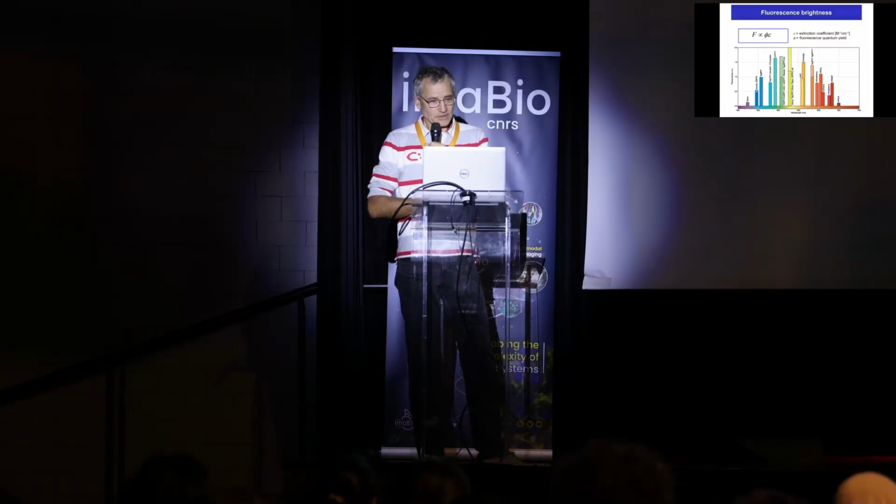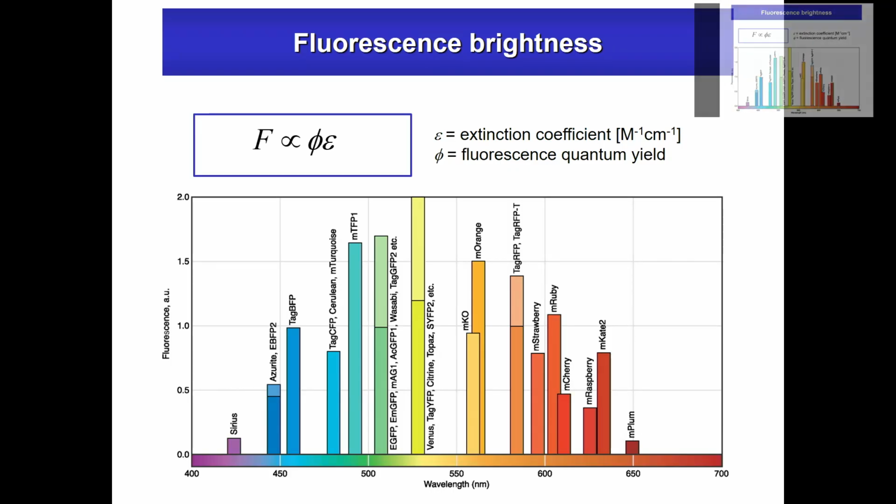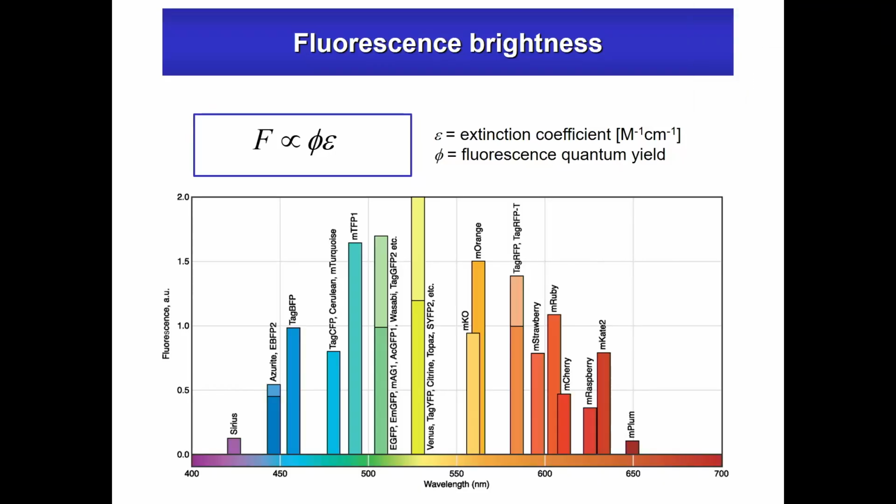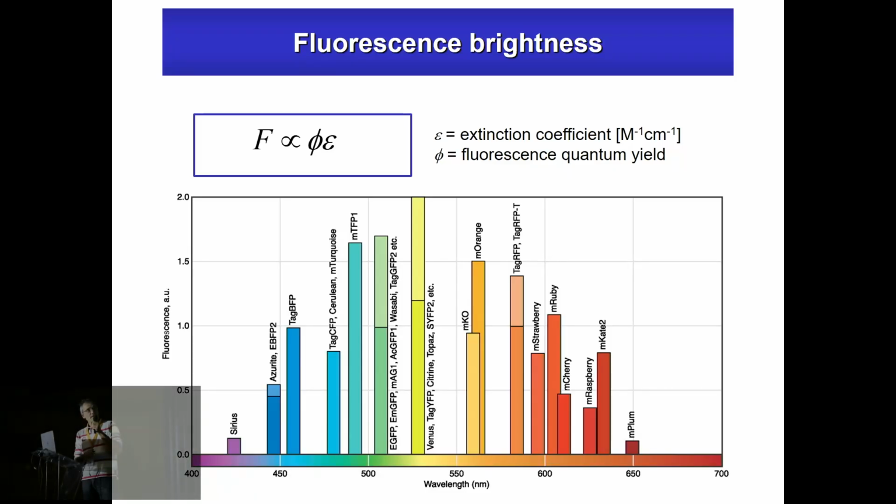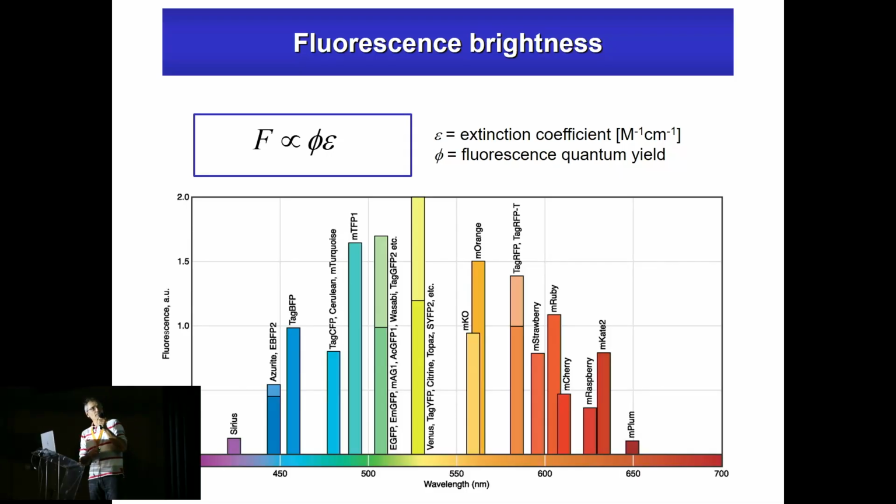Okay. The notion of brightness, I feel it's interesting to show this graph where you see the brightness of different fluorescent proteins as a function of their color. And what you can see is that the brightness, which is the product of the fluorescence quantum yield with the extinction coefficient, epsilon, the propensity to absorb light, and the yield, the propensity to emit light, you can see that we clearly reach a maximum in the green-yellow region of the spectrum.